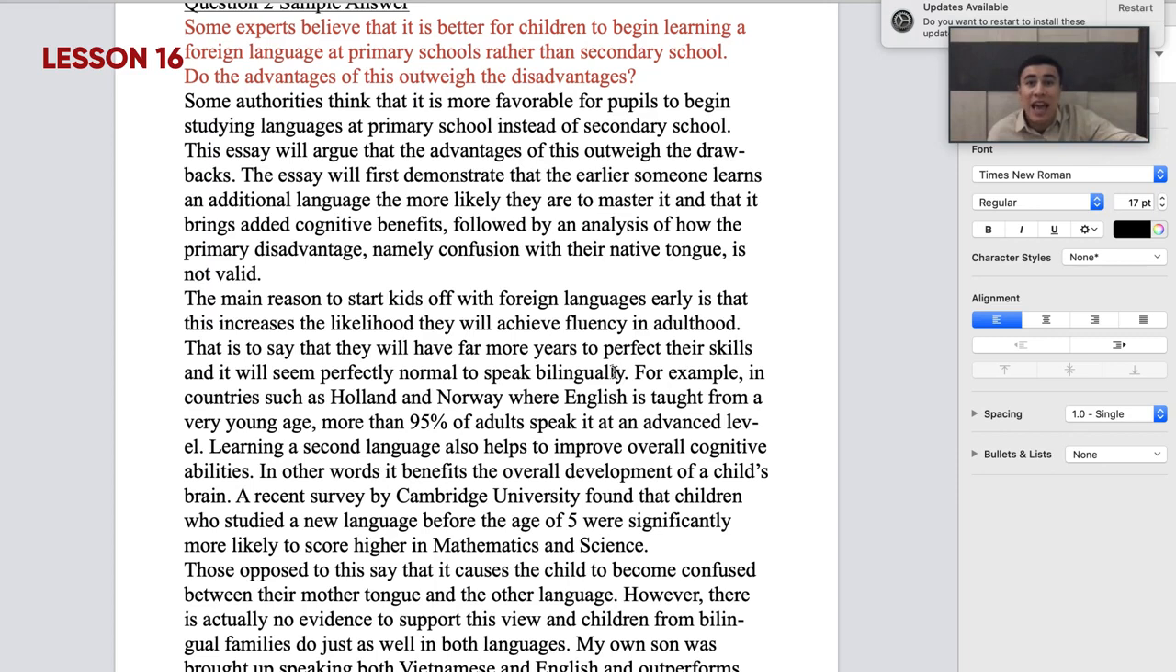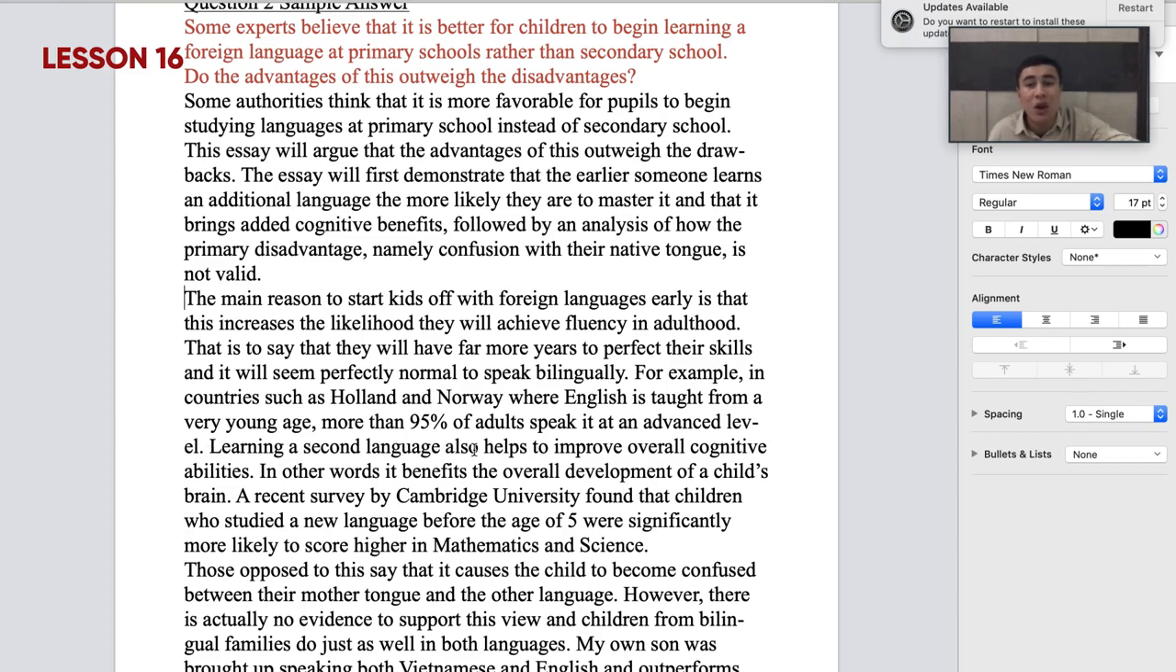How? They will have more time. For example, in countries such as Holland or Norway, where English is taught from a very young age, more than 95% of adults speak it at an advanced level.